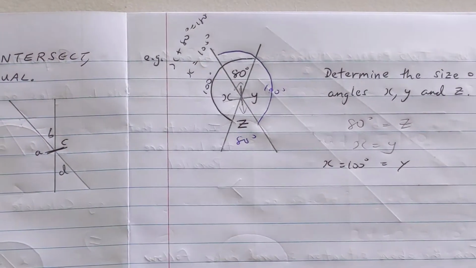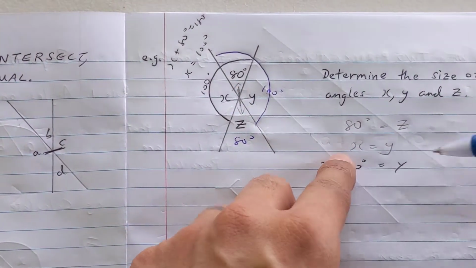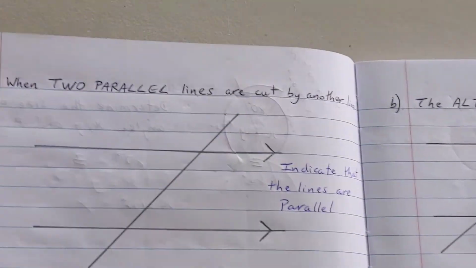So don't forget that first rule, because you're going to see it popping up a lot. So this was the second rule. The opposite angles were X and Y, 80 and Z, and X and Y, each piece would be equal to 100.